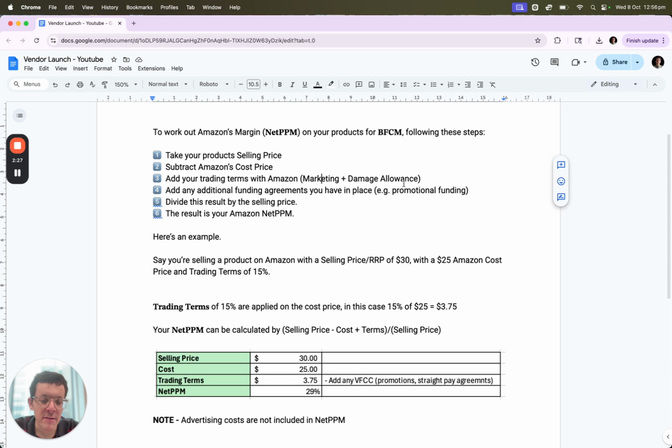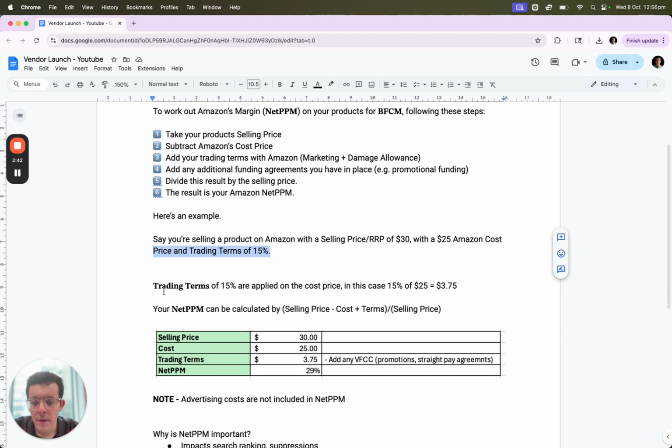Marketing and damage allowance, by the way, is really the exact same thing. They call them different things. They can call them whatever they want, but really it feeds into one percentage figure. And so in this example, we've got trading terms of 15%. The trading terms of 15% are applied onto the cost price. In this case, 15% of $25 is $3.75. So this is the terms that they will claim back when Amazon sell your products to the consumer.